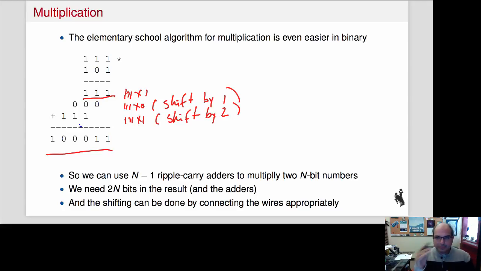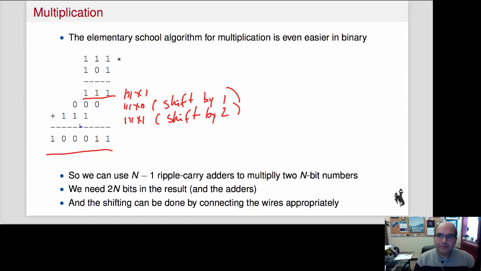Shifting is pretty easy to do, okay. We can just connect wires diagonally, if you will, or you can actually build a shift circuit that will do it, okay. But notice that the multiplication is actually somewhat easier than decimal, because all we ever do is multiply by 1 or multiply by 0. So that's just copy or 0, right? And then shifting is easy.